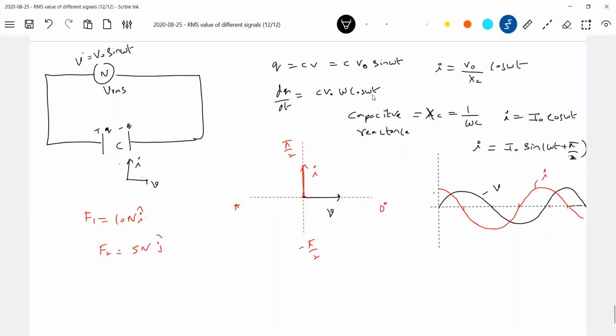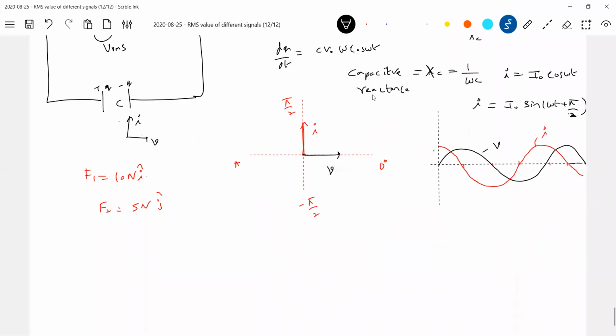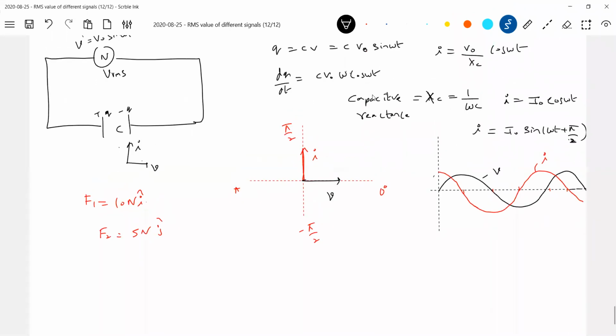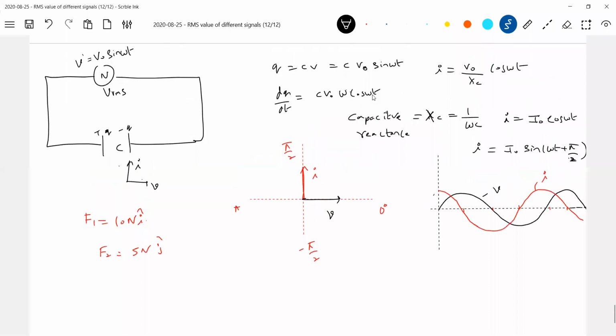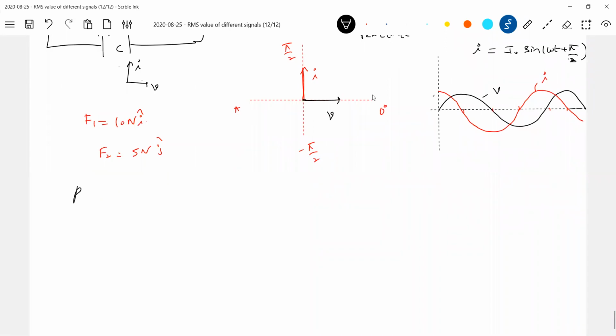Now I'm interested in the power. We'll see what happens to power across the capacitor. So we have the equation for current and also the applied voltage. What is the applied voltage? V naught sine omega t. Instantaneous power equals V into I, which is V naught sine omega t times I naught cos omega t. So V naught I naught by 2 times sine 2 omega t. What is the average value of sine 2 omega t in one full cycle? It should be 0.